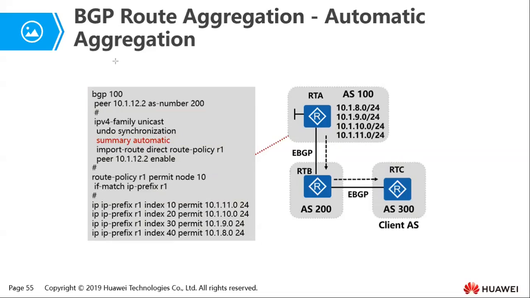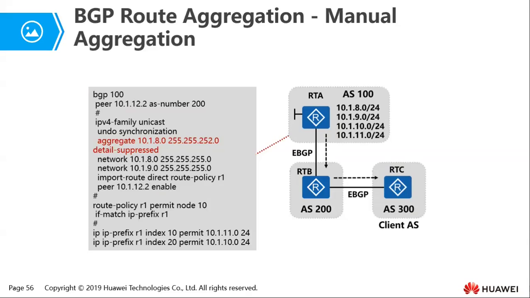Then lastly, we have manual aggregation. So again, the scenario is just the same. We don't want this guy receiving a lot of routes. We want to summarize this. So how to do that?